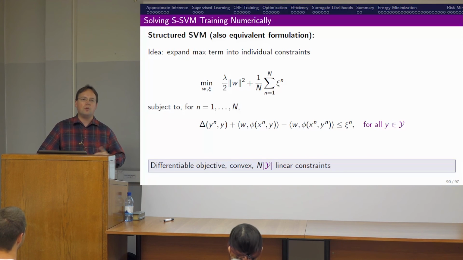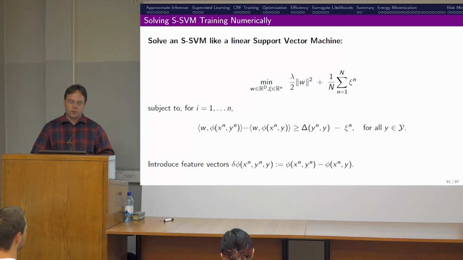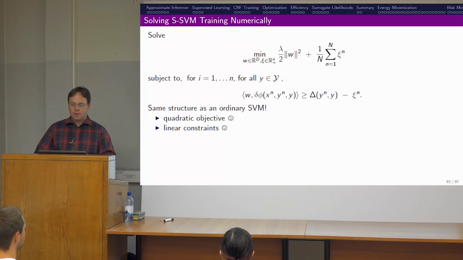It's the so-called QP. There's a lot of literature on how to solve QPs. So what can we do? That means we can train a support vector machine with structure. This is almost the same way as a linear support vector machine in general. We write down these inequalities, and in order to make it look more like a normal support vector machine, we introduce difference vectors. That's not so important. But what we end up with is the norm of the weight vector plus slacks, and one inequality constraint per example multiplied with the number of options. Quadratic objective, linear constraints.